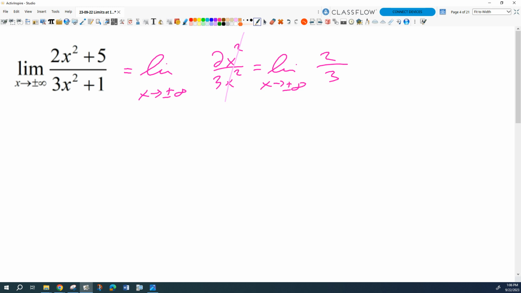Well, what's the limit of 2/3 as x approaches anything? 2/3, yeah. There's no x's to even plug in, right? The answer is just 2/3. So what's my horizontal asymptote for this one? Y equals 2/3.